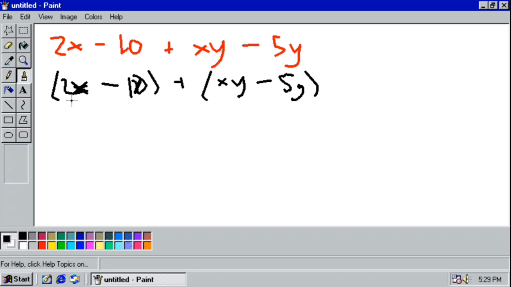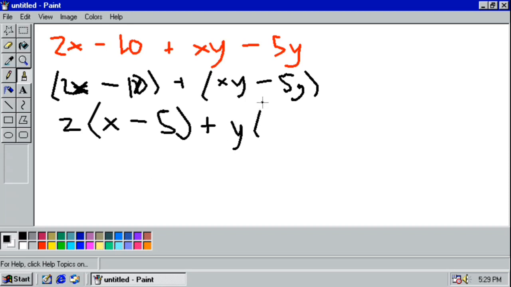Now find the common factor. The common factor of 2x minus 10 is simply 2. 2x divided by 2 is x, and then 10 divided by 2 is 5, negative 5, since we have negative 10 here. Plus, find the common factor of xy minus 5y, which is y. So xy divided by y is simply x, so the y will cancel. And then 5y divided by y is just 5.